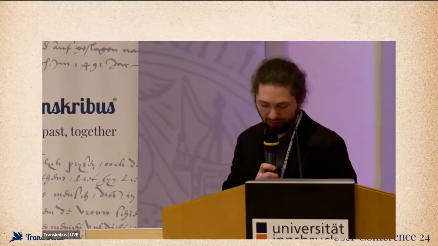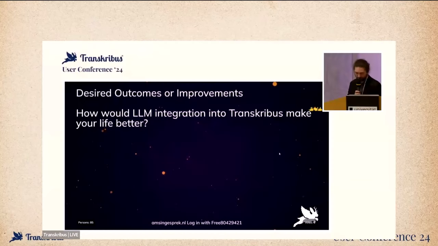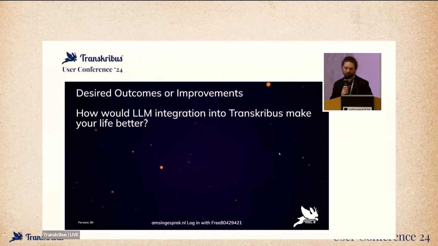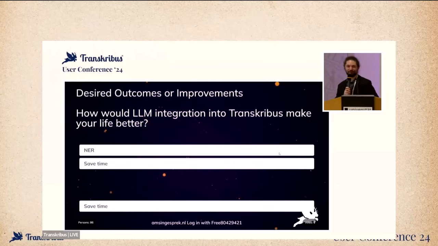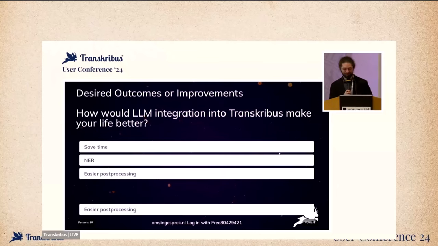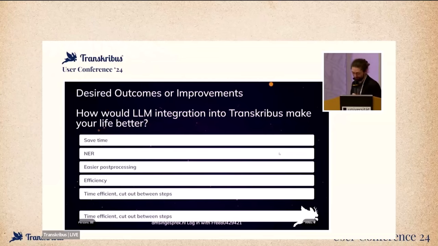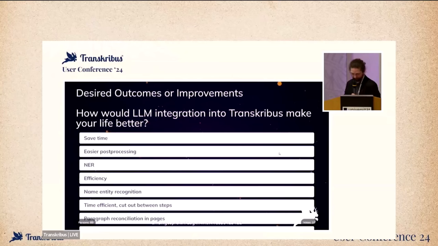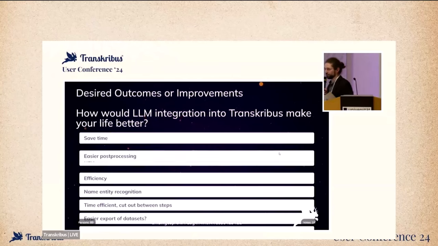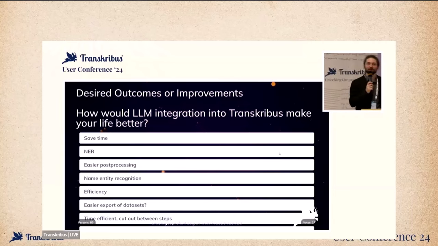But let's move on. Desired outcomes or improvements. How would LLM integration into Transkribus make your life better? Which topics should we talk about in the survey when it comes to desired outcomes? So what are you wishing for? Named entity recognition, everybody's favorite. It's something that everybody understands, and that provides huge value. Efficiency, yeah, saving time. I don't know, any comments from the audience or the panelists? Feel free to raise your hand at any point if you want to comment on any of the questions.